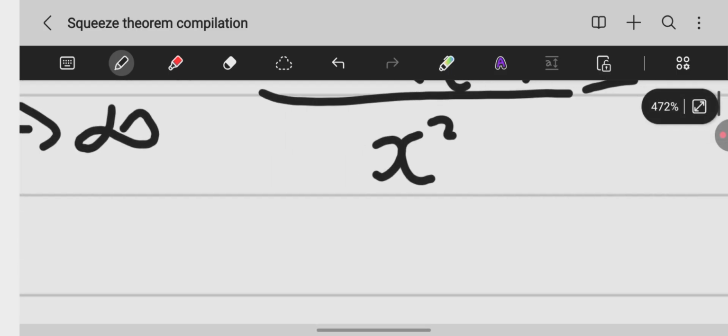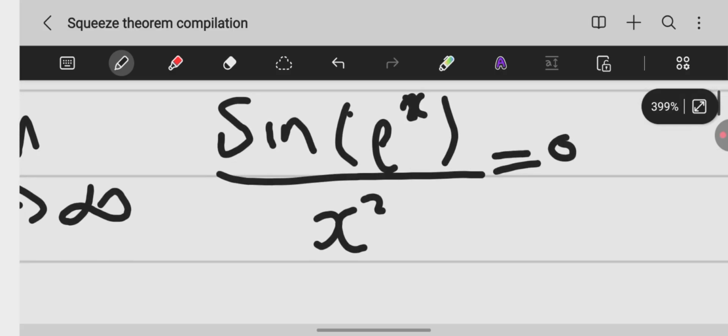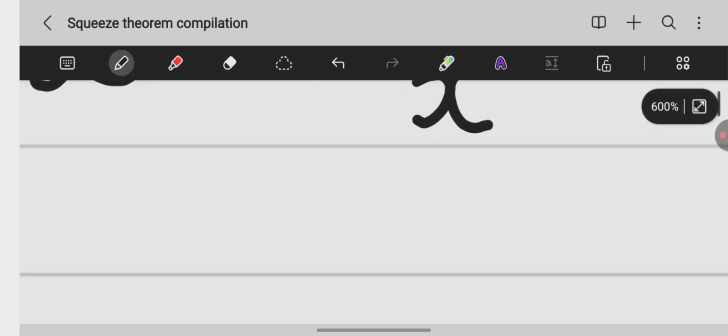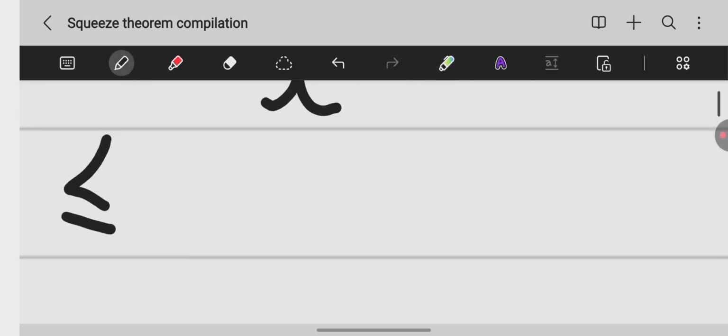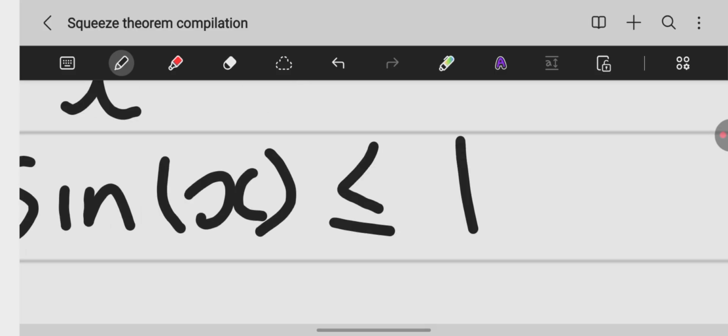What you want to do is obviously squeeze in your trig ratios. So in this case, we're squeezing in sine, and because we don't have a squared here, we would basically be going from -1 to 1, right? So you would have -1, then you have sine x and 1, right?